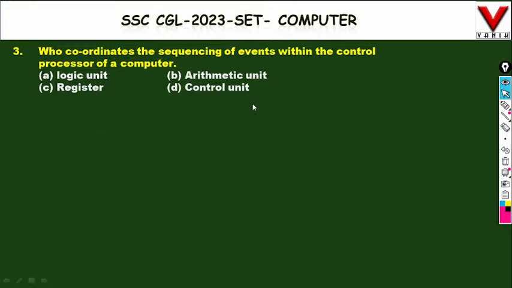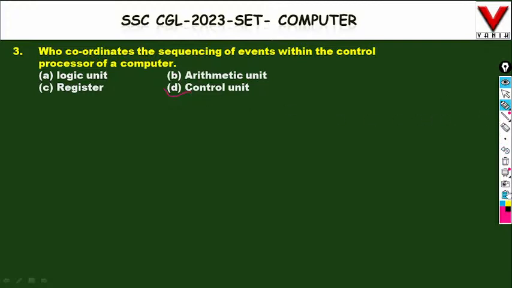Arithmetic unit is used to calculate arithmetical operations, and register is a storage container where our data is stored. The control unit is used to coordinate the sequence of events within the control processor of a computer. So the answer is control unit.